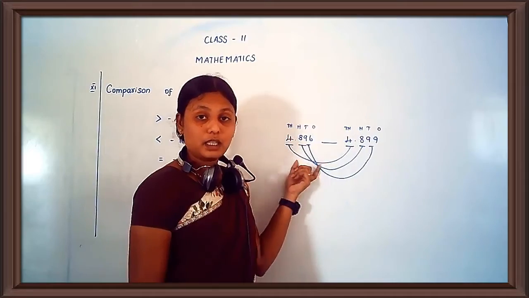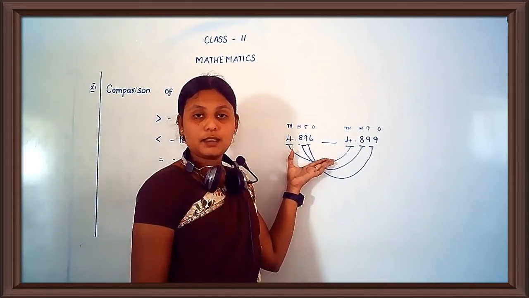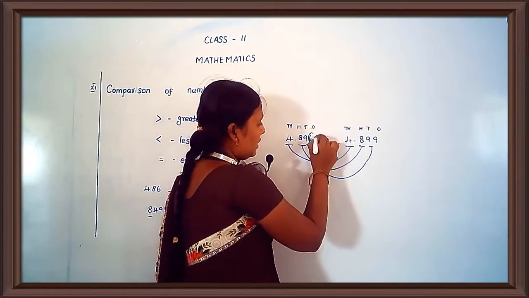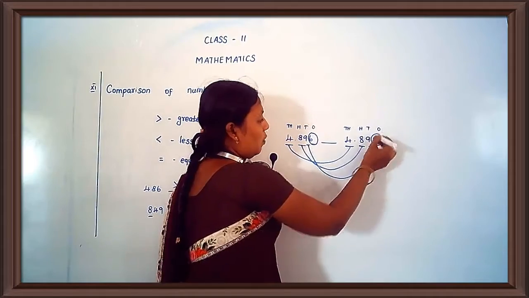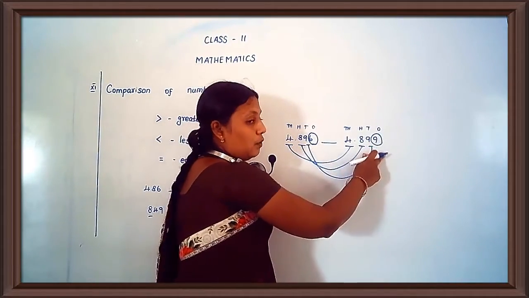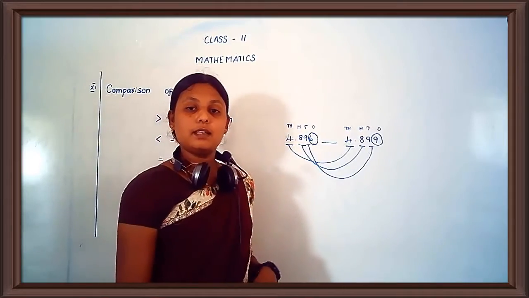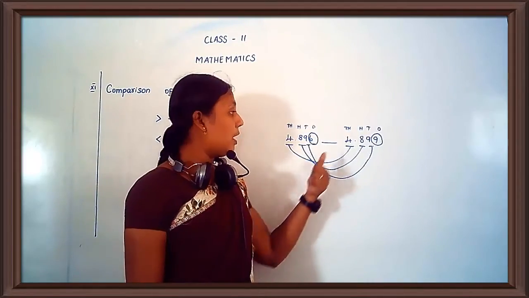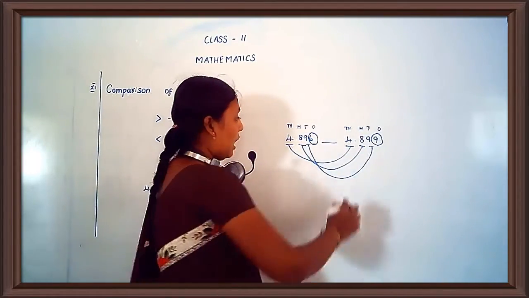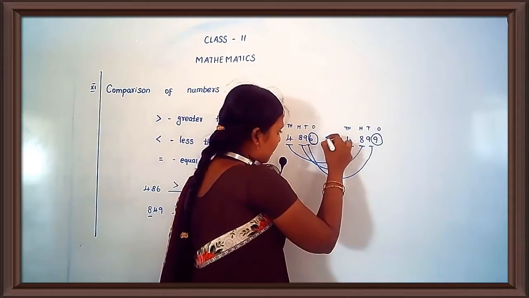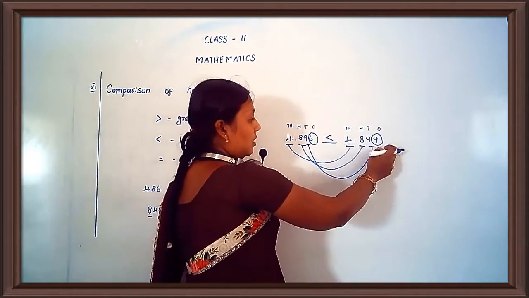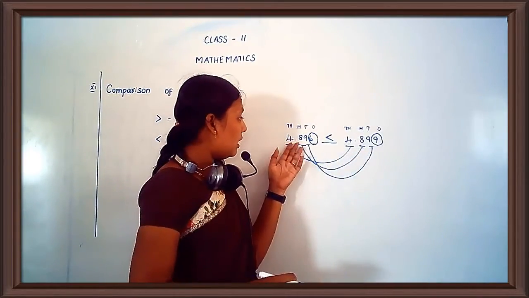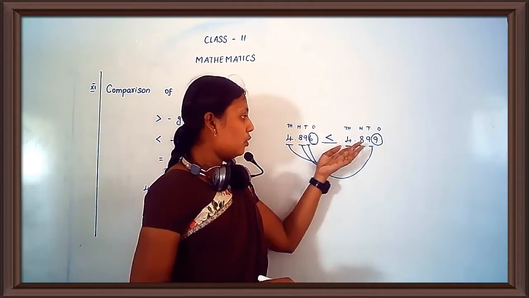Then we have to see the ones place, which is remaining. How many ones here? 6 ones. And here? 9 ones. 6 and 9, which is greater? 9 is the greater number. So we have to use the symbol for less than. This is the greater number. 4896 is less than 4899.